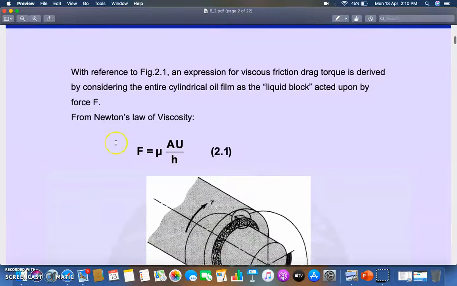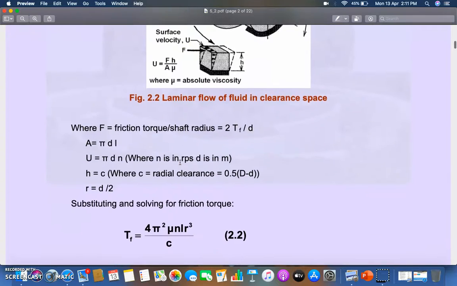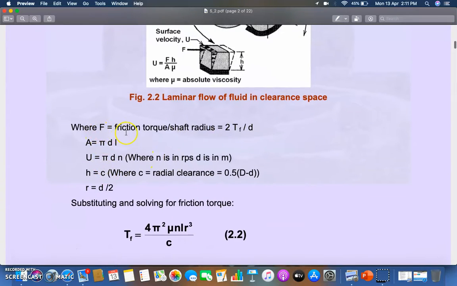Now, according to Newton's law of viscosity, the viscous force F is equal to mu into AU by h, where F is the frictional torque divided by the radius of rotation, which is 2 Tf by d, and the area is pi dl. U will be equal to pi dn, where n is in RPS and d is in meters. So keep in mind that n should be in RPS, revolutions per second, and d should be in meters, not in mm.